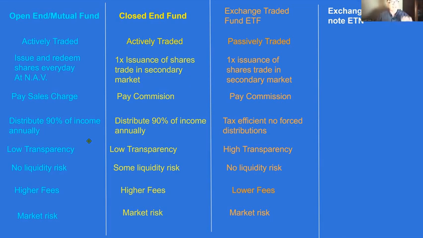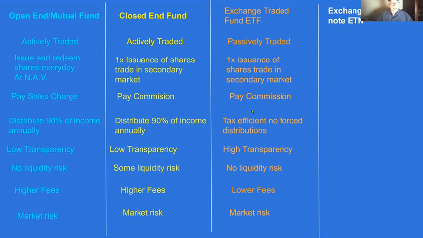Remember, ETN is a debt security. They don't actually have a portfolio. Closed-end funds, open-end funds, and ETFs actually own the assets, okay? So there's not really default risk there so much because they own the stuff. If the issuer fails, they'll sell the securities, and hopefully you'll get your money back. No guarantee, but you're more likely to because they own the securities.